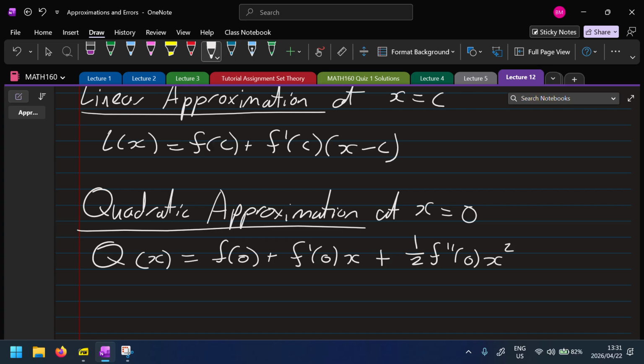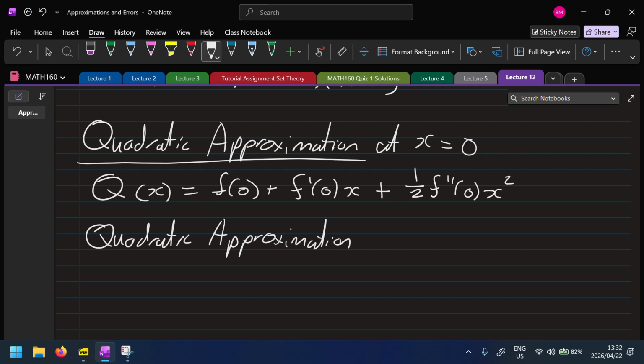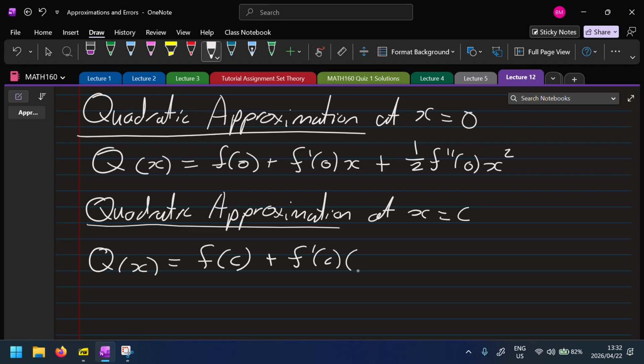Yeah, very easy stuff. Now, if we want this at some other point c, we just shift everything over. So this will be the quadratic approximation at x equals c. Right, we just shift everything. So q of x is equal to the function value at c. Again, we're interested in the point c. Plus f prime at c, x minus c because of the shifting, plus 1/2 f double prime at c, x minus c squared, again because of the shifting.